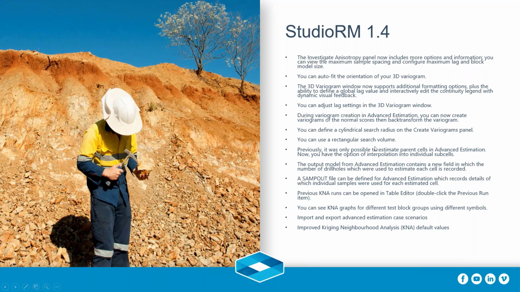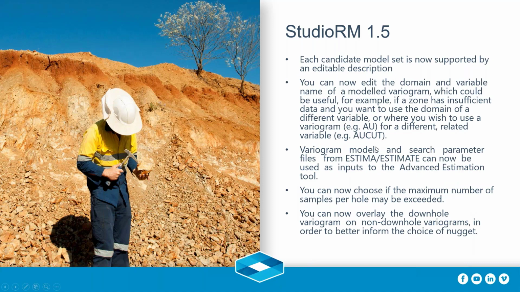Let me just move my slide. So we could put a little description to each candidate model set, which made it easier to back reference and remember what you did. You can also now edit domain and variable names of a modeled variogram, which could also be useful, for example, if a zone has insufficient data and you want to use the domain of a different variable, or where you wish to use a variogram for a different related variable to estimate.